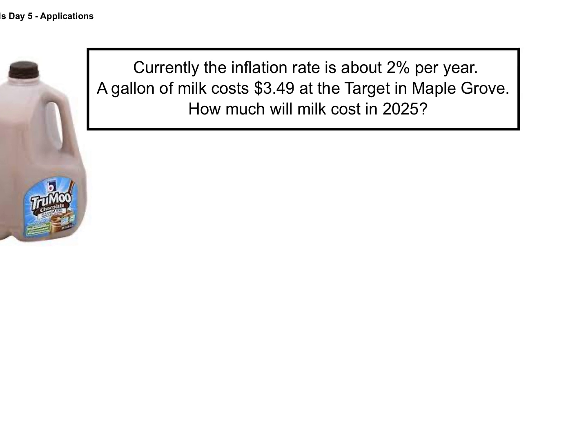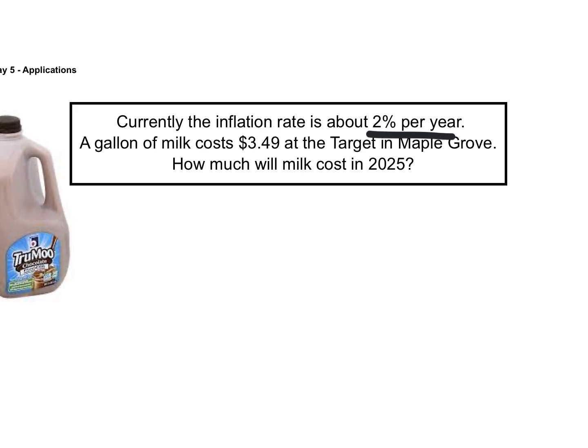So currently the inflation rate is about 3% per year. I actually looked it up because I thought it'd be more interesting. It is at 2.9, but we're going to round it to 3% per year. Everybody change that to a 3.